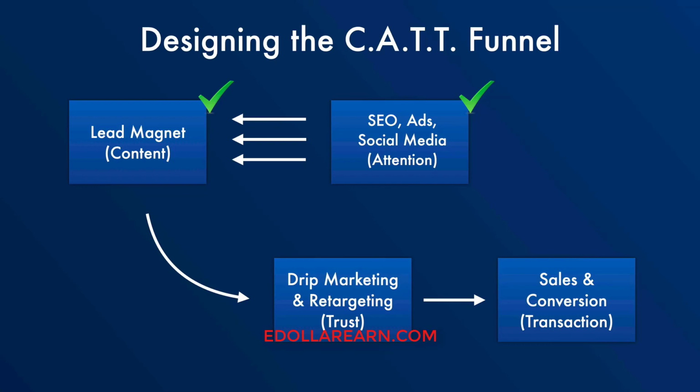In this video, we are going to have a look at the third step in the CATT funnel, and the third step is building trust with your leads. In the first video in this module, we had a look at lead magnets and how content lies at the center of attracting attention. Once you develop a lead magnet, and we also discussed different types of lead magnets, you will be able to drive attention to the lead magnets.